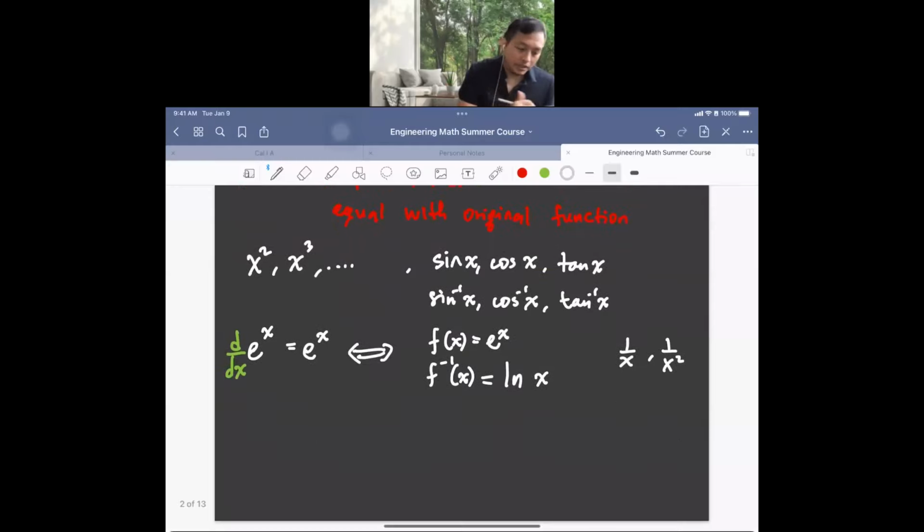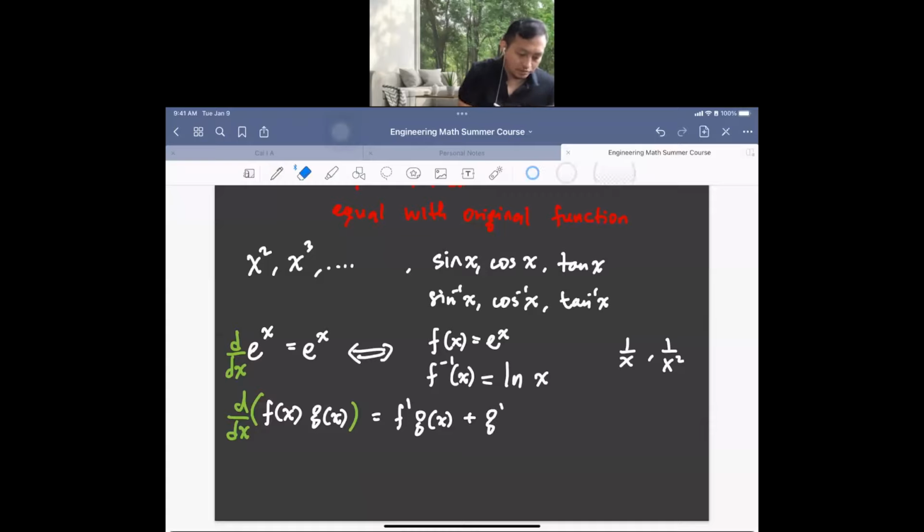And then some tools to differentiate, for example, if we have a function f of x multiplied with g of x, and we need to find the derivative of this multiplication. We call this the product rule, right? We have f prime g of x plus g prime, or maybe writing with x to make it more complete.